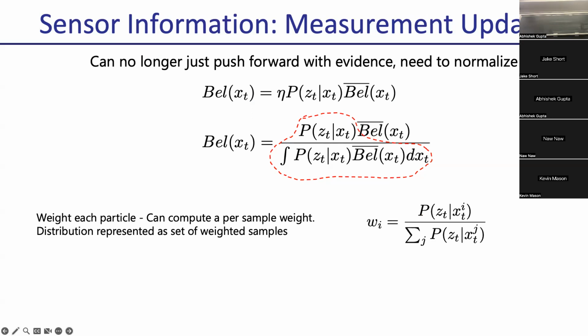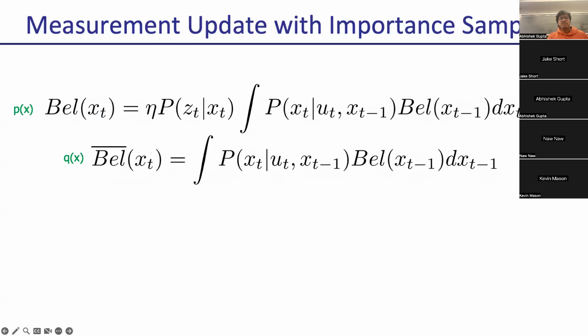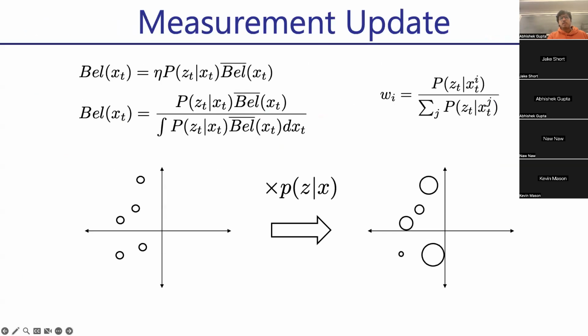So what this is saying is that you had a set of unweighted particles at belief bar. To get the set of particles at belief, you're going to take the same set of particles, and then you're going to weight them by P of zt given xt over the sum of P of zt given xt. Okay, so maybe this becomes clear with a little picture. Let me see if I can find one for you.